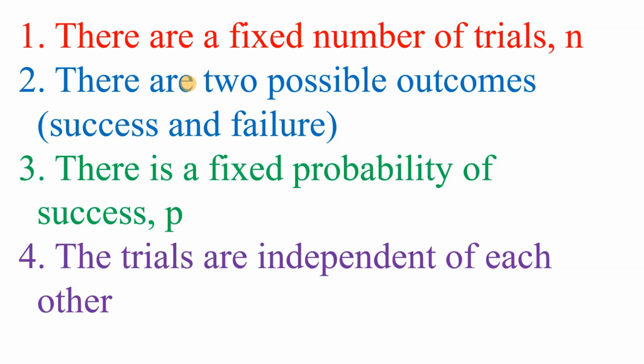Two, there are only two possible outcomes, either success or failure. Three, there is a fixed probability of success which doesn't change, which we call p. And four, the trials are independent of each other. So one trial does not have an impact on the probability of another trial.